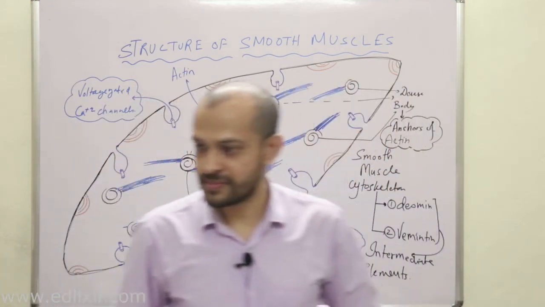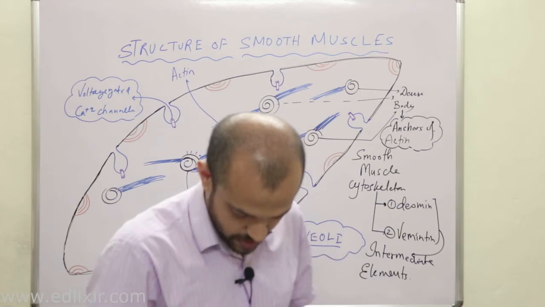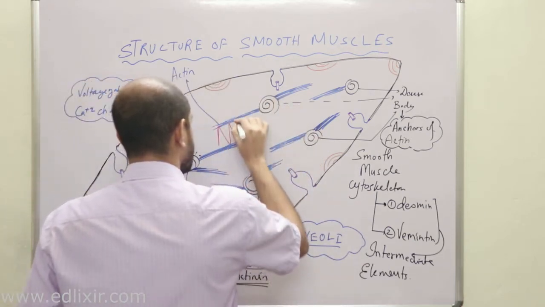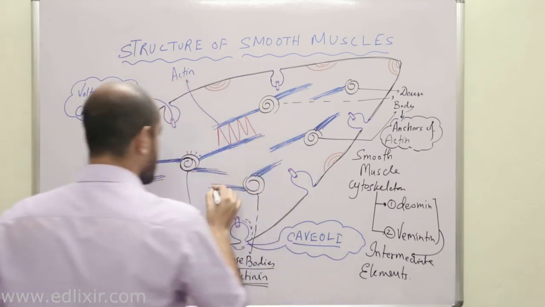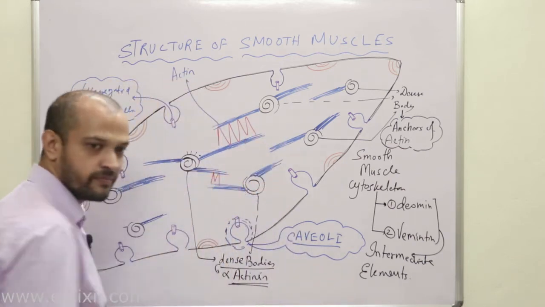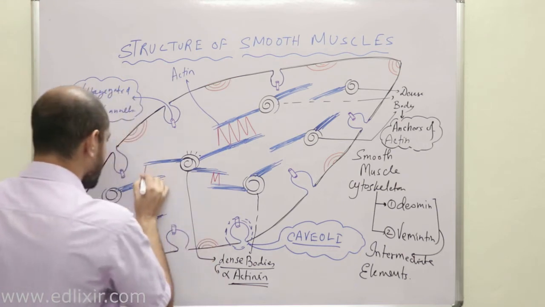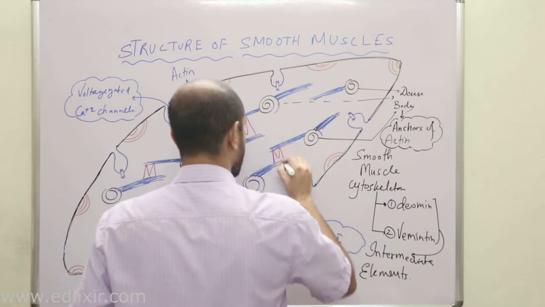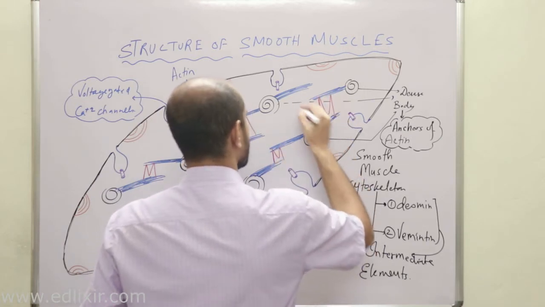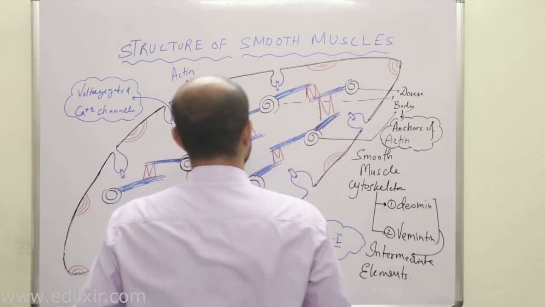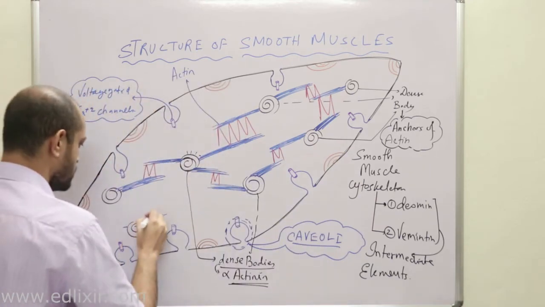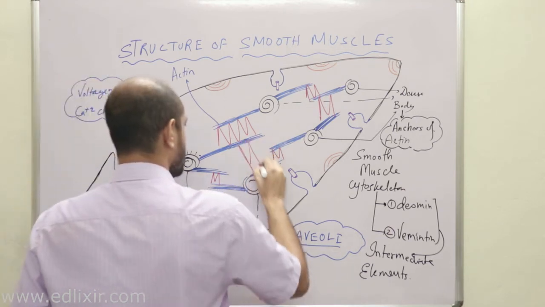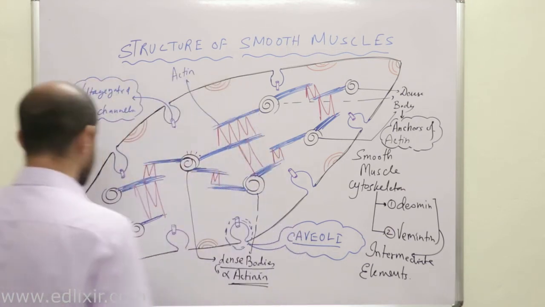Where is myosin? Now listen with all your attention. Myosins are actually present in between these actin. Why am I drawing like this? Because they represent M, myosin. Clear? Myosins are present in between them. Here we have got another space. Put M everywhere.